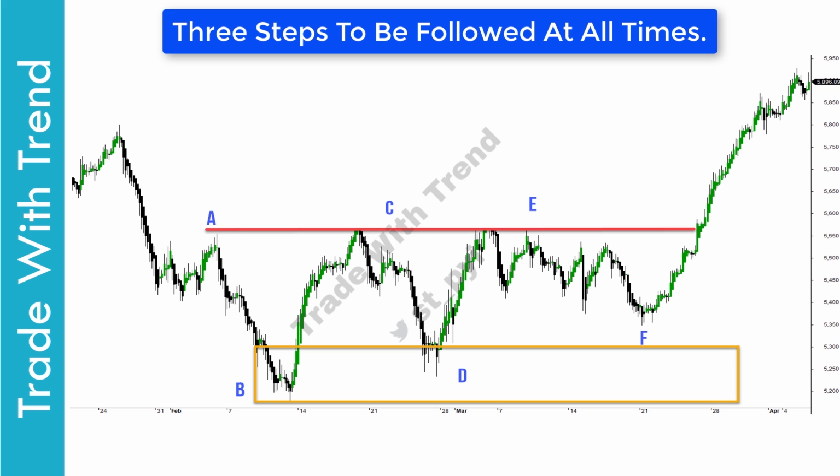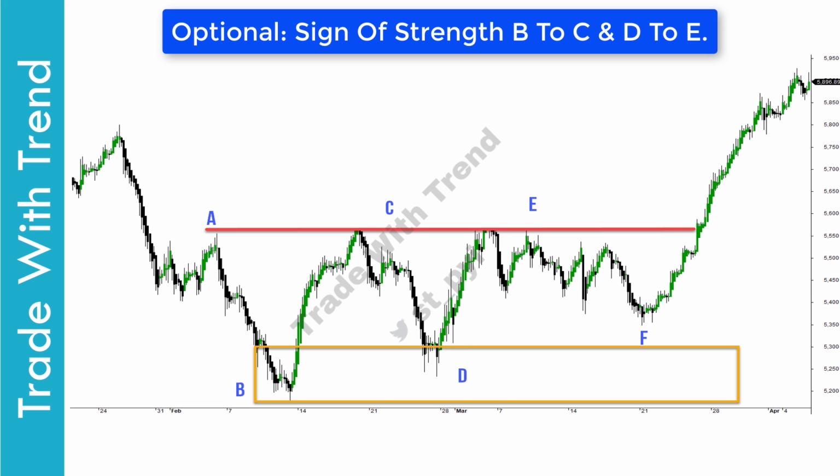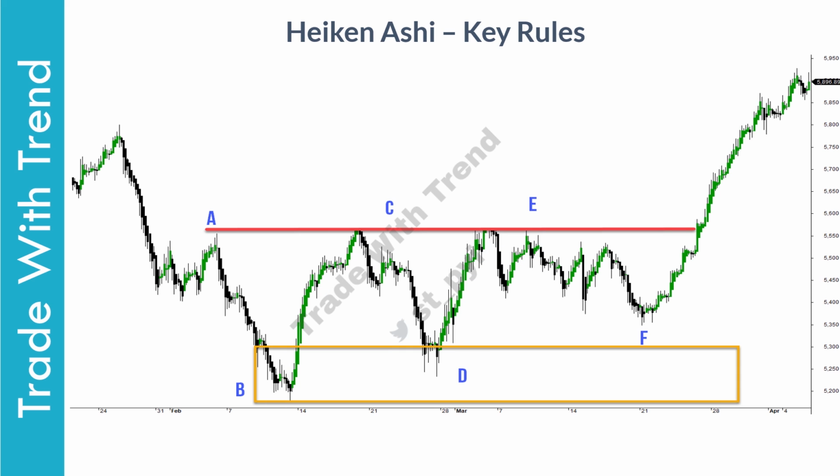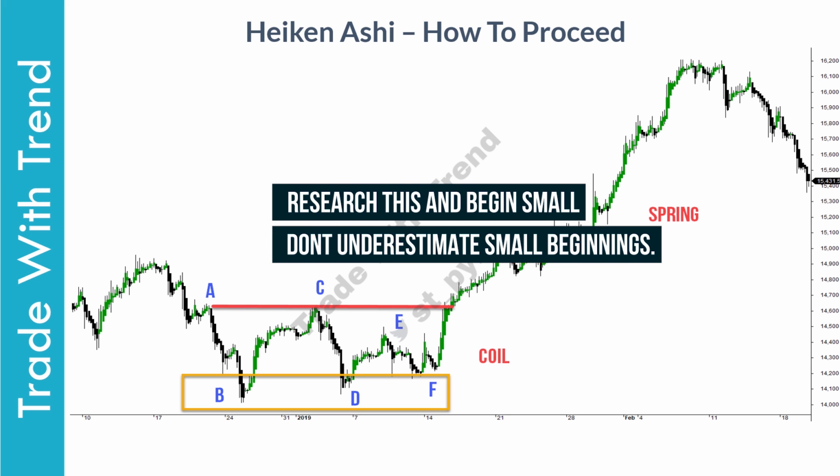One other guideline to follow is to check for signs of strength from B to C and D to E. This is optional, but if you can spot wide range candles in these 2 phases, then this would definitely be positive.